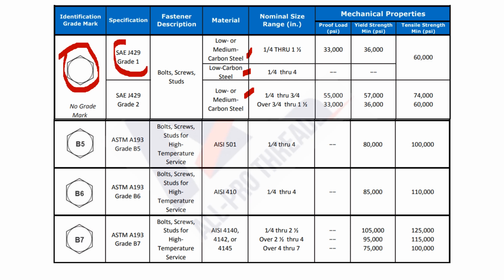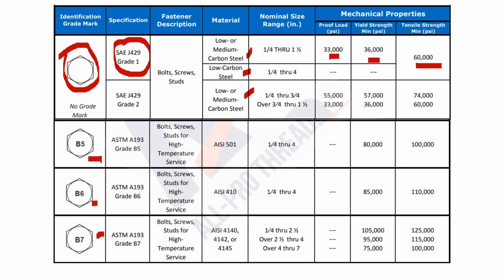If the specification shows SAE J429 grade 1, which comes with an MTC, then it is from 33,000 psi proof load to 36,000 psi yield strength, and the tensile strength is 60,000 psi. Okay, this you need not remember, it is only for your information. But for B5, B6 and B7, you have to check. B7 is the high alloy.